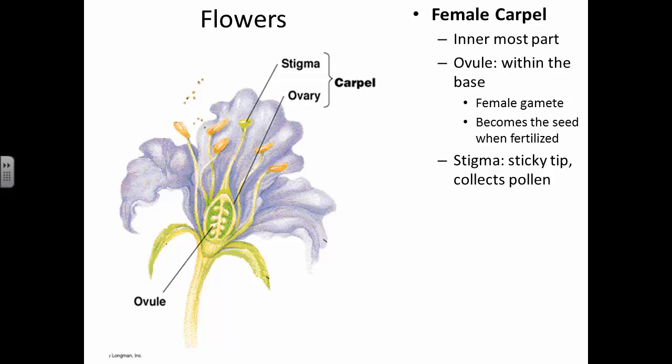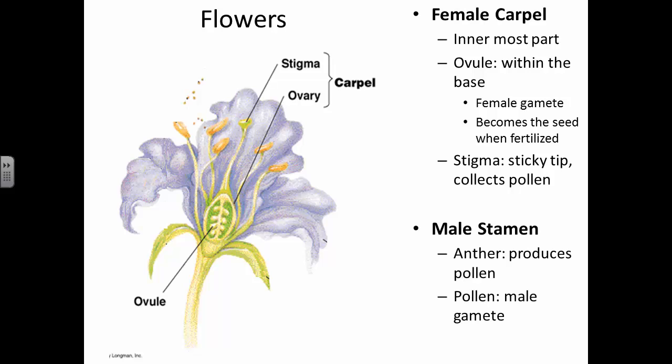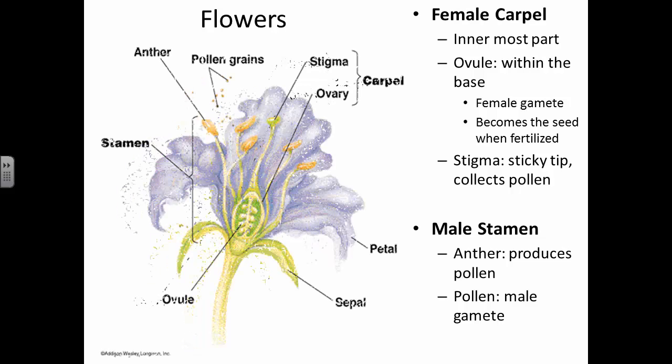In the female carpel, it's the innermost parts in the center that have the ovules, which are in the base. Those become seeds. Each of those ovules, if fertilized, will eventually mature into a seed. The stigma up here is the sticky end of the pistil that collects pollen. The male parts, the anther, produce the pollen, and you can see the pollen floating through the air here. Those are the male gametes.